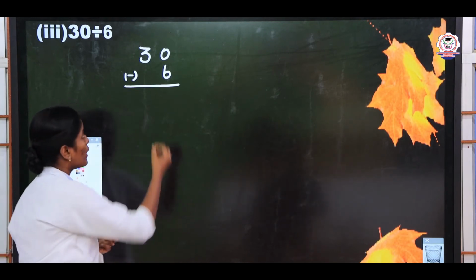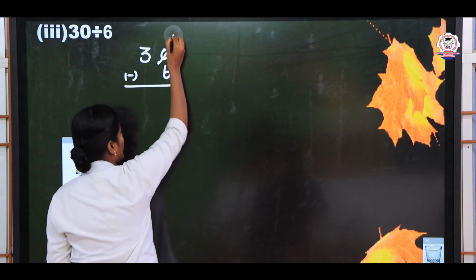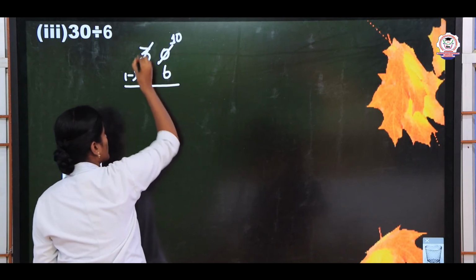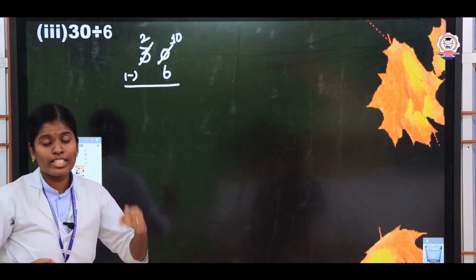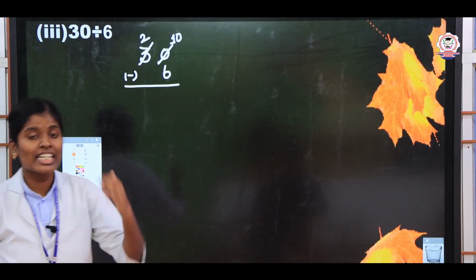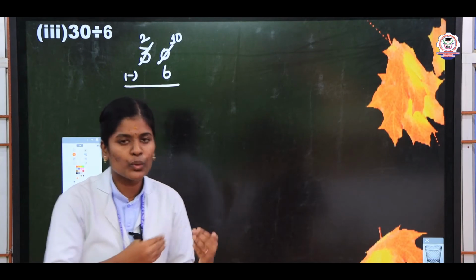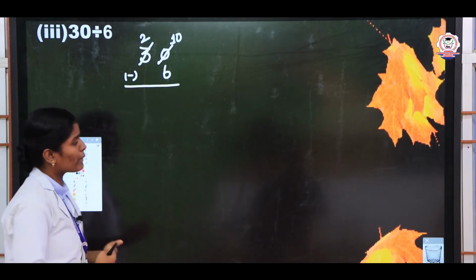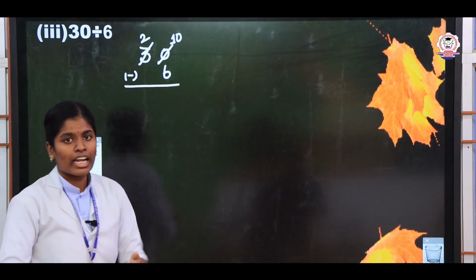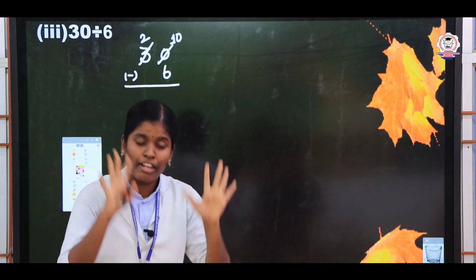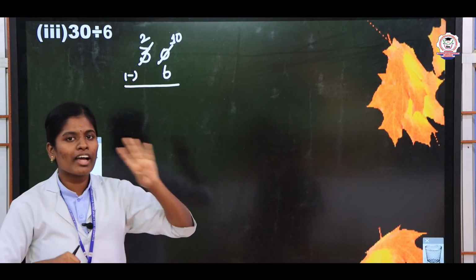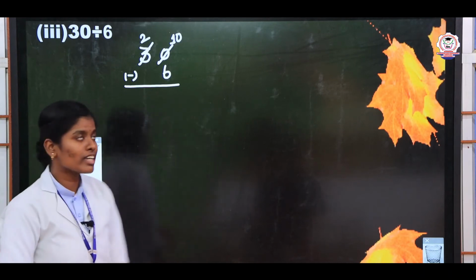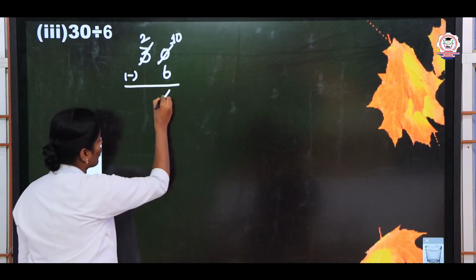So 0 will change into 10 and this 3 will change into 2. Right? 0 ones will change into 10 ones. 3 tens will change into 2 tens. Now we are going to subtract 10 minus 6. Now just show your 10 fingers. Fold 6 fingers. Remaining how many fingers are there? Very good. 4 fingers. So write the answer 4.